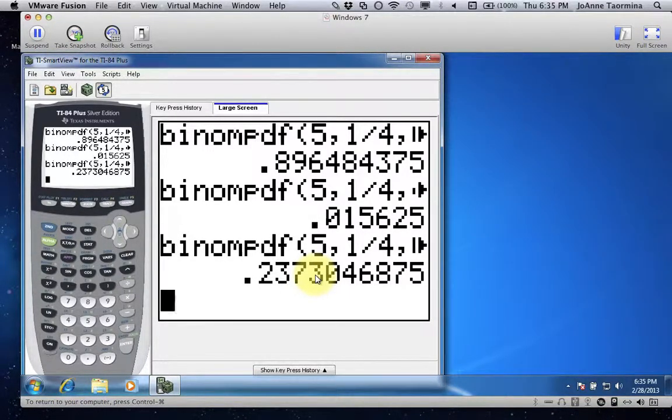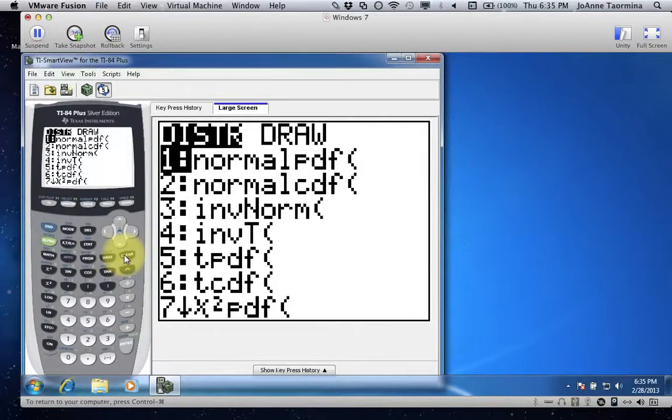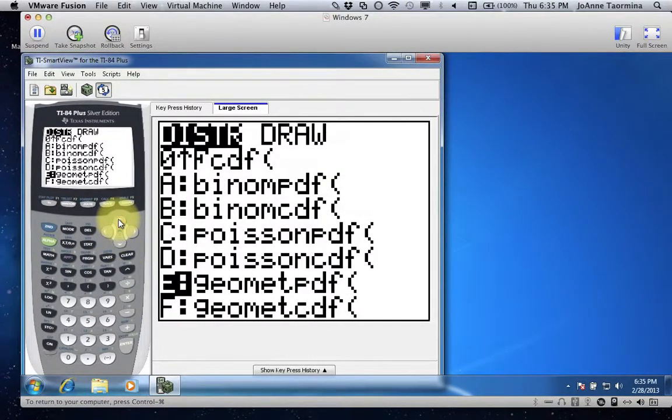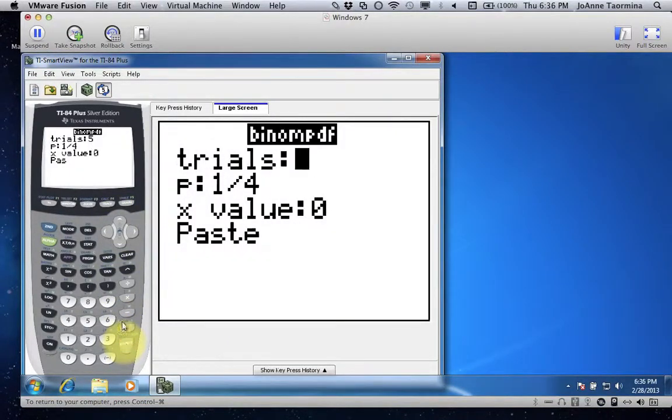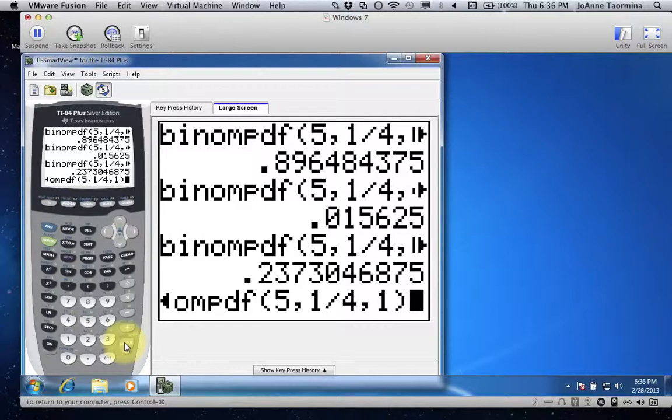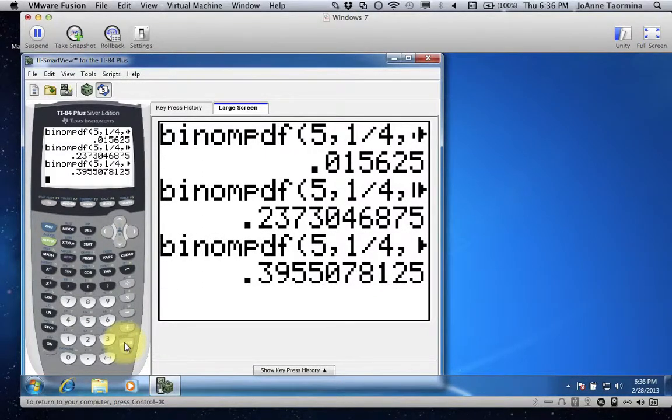Now pause the video at this point and take a minute and do that for all the values of x. This was just a value of x equals 0. Do it for x equal 1, 2, 3, 4, and 5. To get you started, second DISTR, go to Binom PDF again. You're going to change that 0 to a 1, and that would be the answer for an x of 1, p of 1, basically 0.3955. And you're going to do that for 2, 3, 4, and 5.